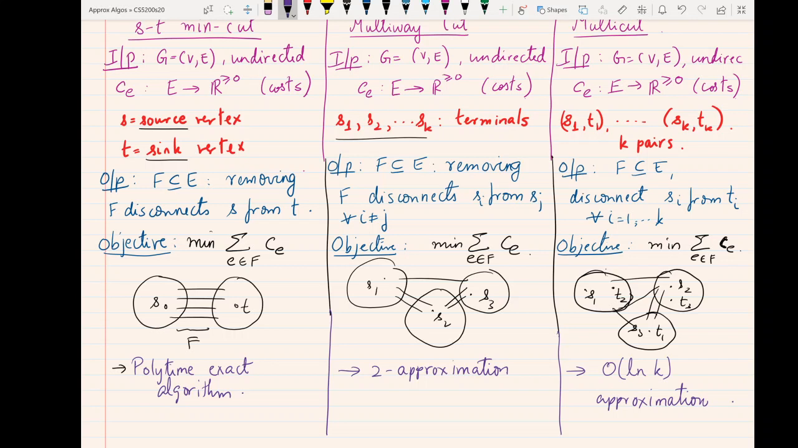Okay, so I hope the problem definitions are clear. Let me go on to actually recapping formally what a metric space is, because we'll use that in order to design the LP relaxations for each of these problems in turn.